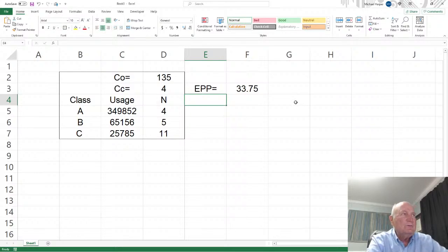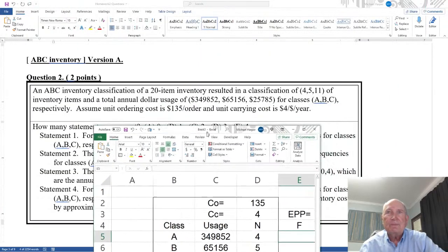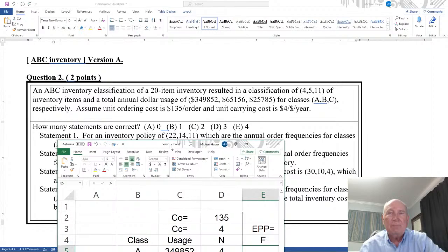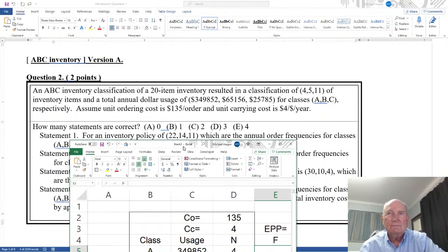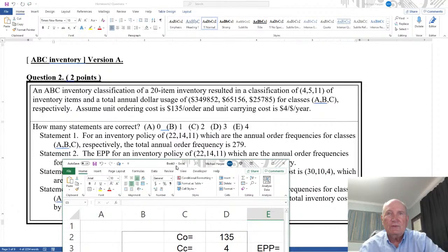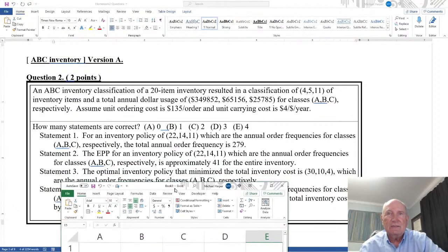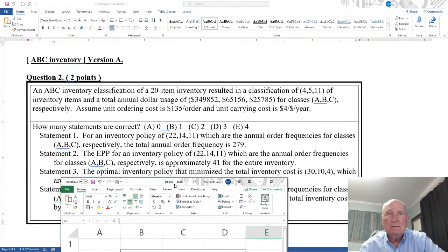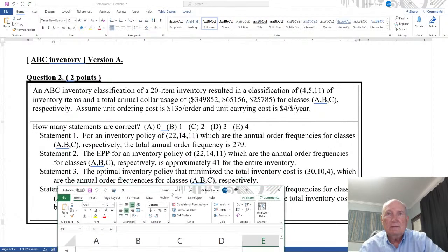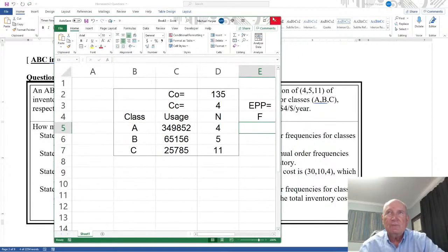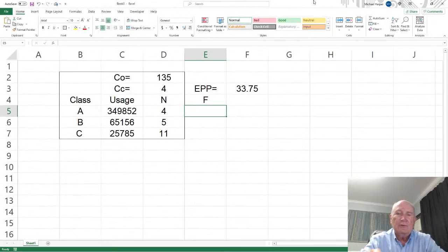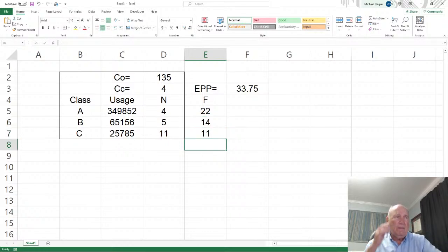The first thing we do is the frequency. The frequency was also given down here for an inventory policy of 22, 14, 11. So for that policy, we'll build a table. Let's go ahead and do that. So we have the frequency.